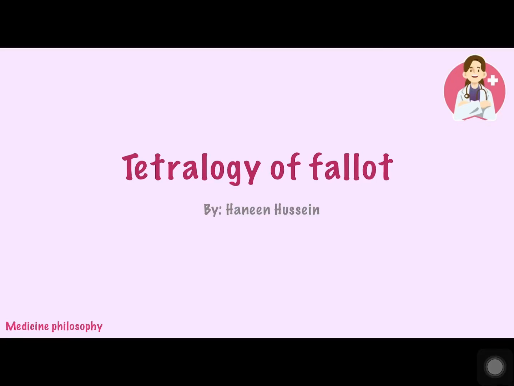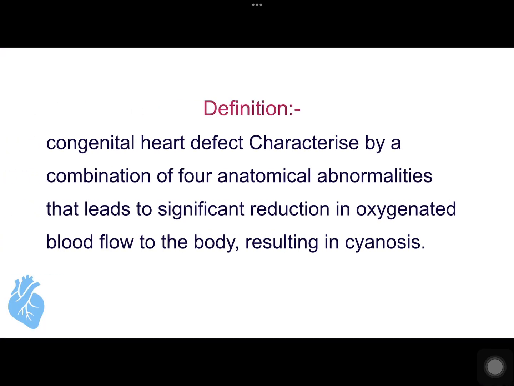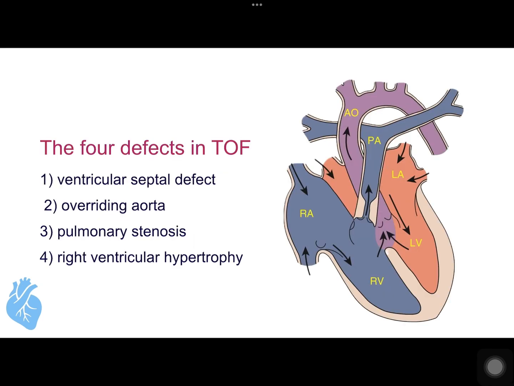We're going to talk here about tetralogy of Fallot. Firstly, we're going to go through the definition of tetralogy of Fallot according to Nelson Pediatrics. It's a congenital heart defect characterized by a combination of 4 anatomical abnormalities which lead to low oxygenated blood through the body, resulting in cyanosis. So the child will present to us with a bluish discoloration of the skin, cyanosed. These 4 abnormalities are ventricular septal defect, overriding aorta, pulmonary stenosis, and right ventricular hypertrophy.